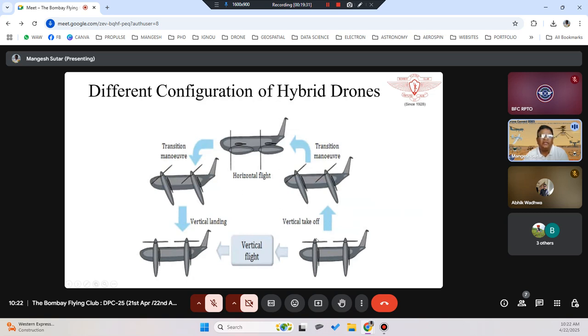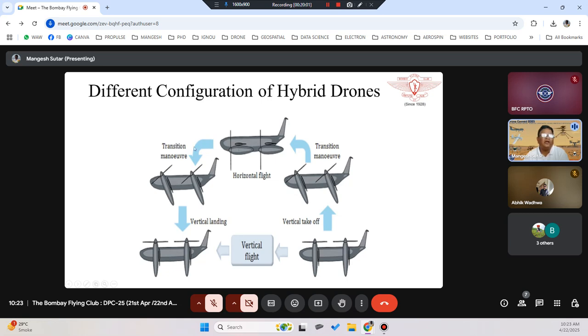Normally, some hybrid drones are configured in such a way that the same motor can be used for both purposes, not only for vertical takeoff. After vertical takeoff, it will do a transition maneuver and the motor will get tilted. During takeoff they will be pointing upward, but when the transition into horizontal flight is done, the motor will be parallel to the ground and giving thrust in a forward direction.